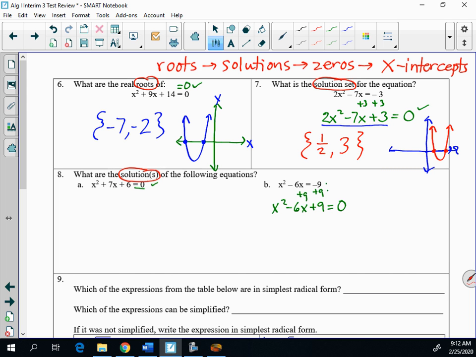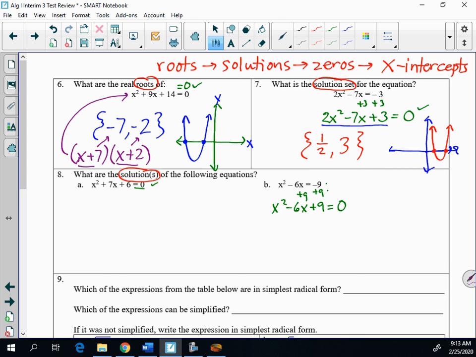Now, this was not the only way. We also could have factored. So if we go back to number 6, we could have factored this into x plus 7, x minus 2, or x plus 2, excuse me, and then each one of these, when I set them equal to 0, gives me these results.